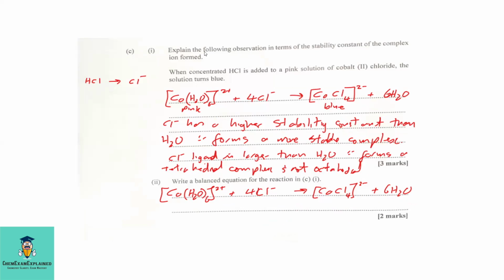C part 1. Explain the following observation in terms of the stability constant of the complex ion formed when concentrated HCl is added to a pink solution of cobalt 2 chloride. The solution turns blue. So what you should know is that complexes have different colors, and this is a property of transition elements, a chemical property. Now, this is our complex, which is hexaaqua cobalt 2+ ion. And when you react it with HCl, and the Cl- comes from HCl, the Cl- will displace the water because Cl- is considered a ligand, and it is more stable than water. Hence, it forms a more stable complex than with water.